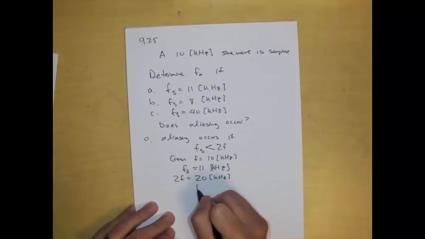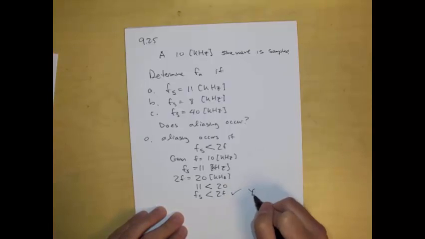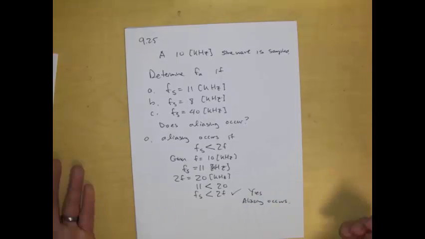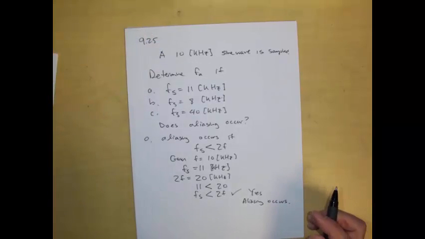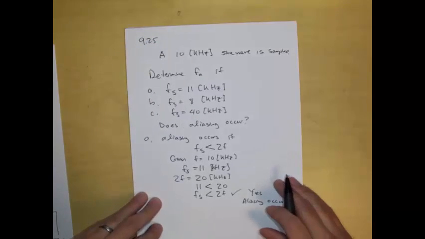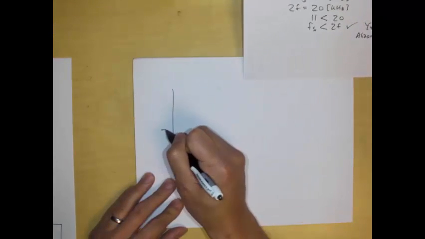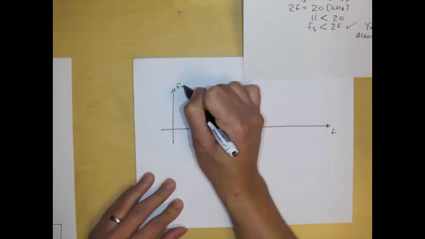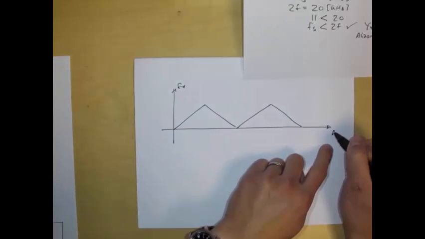And we see that 11 is less than 20, which means that Fs is less than 2f. That means, bing, bing, bing, yes, aliasing occurs. So we're going to have a problem. We're going to know that fa and f, the actual, are not going to be the same. So let's get a number on what fa would be. What do we think it's going to be, even though we know it's not correct? All right, so we're going to rotate the paper sideways here, and let's just replot f versus fa, and we'll draw our relationship between fa and f, okay?